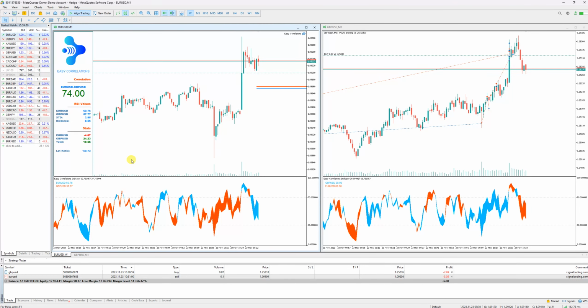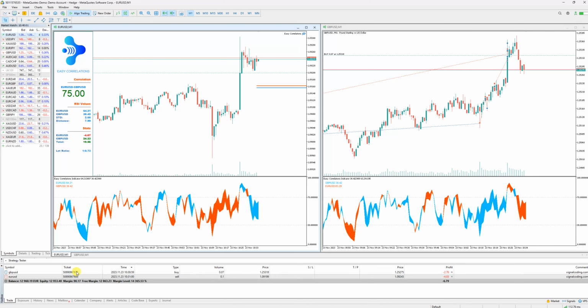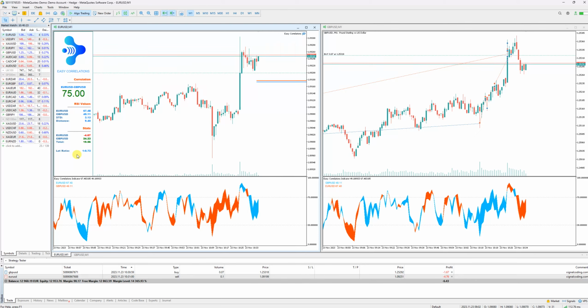So in many cases, as you can see here, we sold the euro dollar with 0.1 lot size, but the pound dollar had to be a little bit lower. But you are not obligated to follow this ratio. You can add your own lot sizes in the way you understand it.